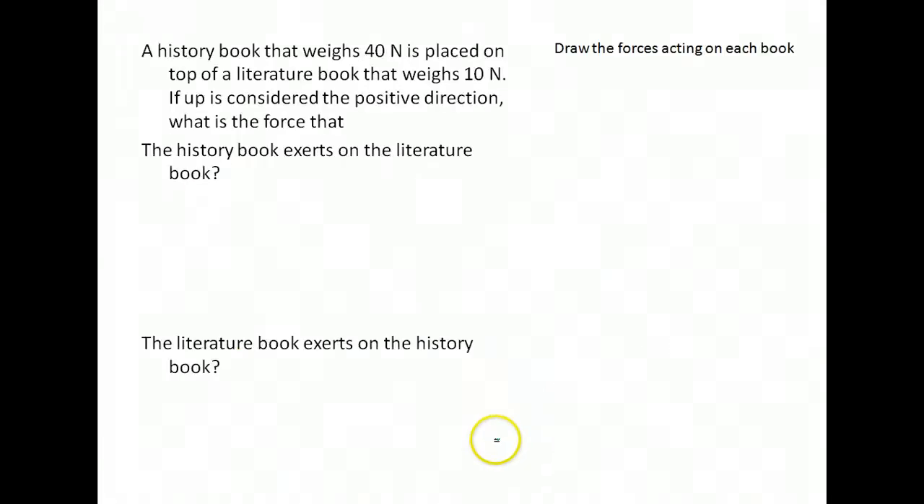Alright, so let's look at some problems involving weight. Here we have a history book that weighs 40 newtons. It is placed on top of a literature book that weighs 10 newtons. If up is considered the positive direction, what is the force that the history book exerts on the literature book? Okay, so we've got the history book placed on top of the literature book.